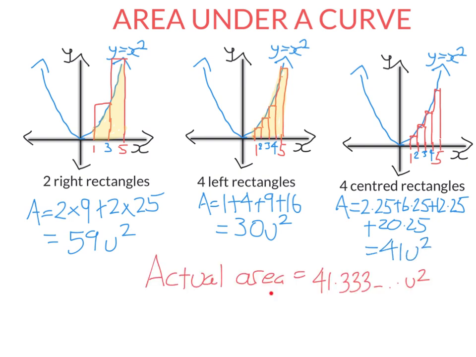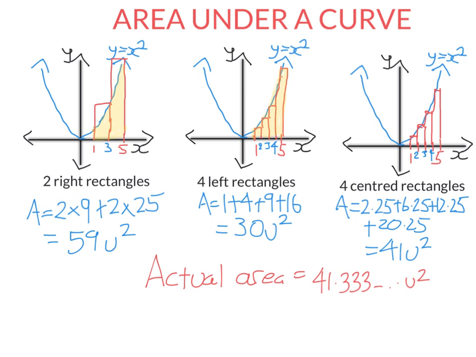So it turns out the actual area in yellow, the area under the curve y equals x squared between x equals 1 and x equals 5, turns out that actual area is 41.3 recurring. Don't worry how I got this. You'll see that in subsequent lessons. But let's just see what's going on.